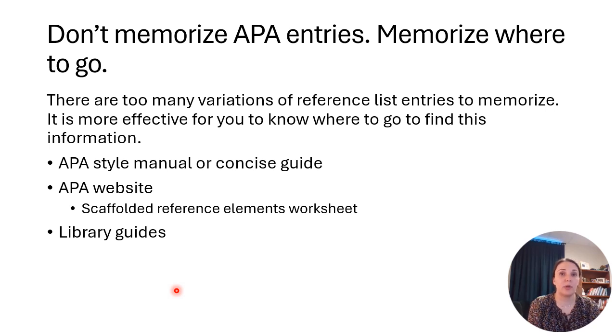The one that I'd like to point you to is called the Scaffolded Reference Elements Worksheet. That's going to break down the 4 elements: author, date, title, source, show you several different examples and how to put that together. And then our librarians have created library guides for the different citation styles, so you can jump to the guide about APA. So it's more helpful for you to memorize where to go to figure out how to do the APA citation. It's not helpful for you to memorize the various variations of APA citations.